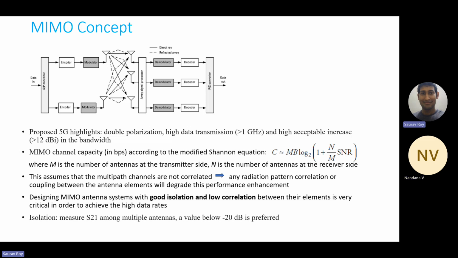So how do we measure that? Isolation is measured as S21 between these antennas. If you feed excitation in one port, what is the effect in the other port? That is S21. Generally we want S21 below minus 20 dB to have good isolation between these antennas. And now we will look into how correlation is measured.